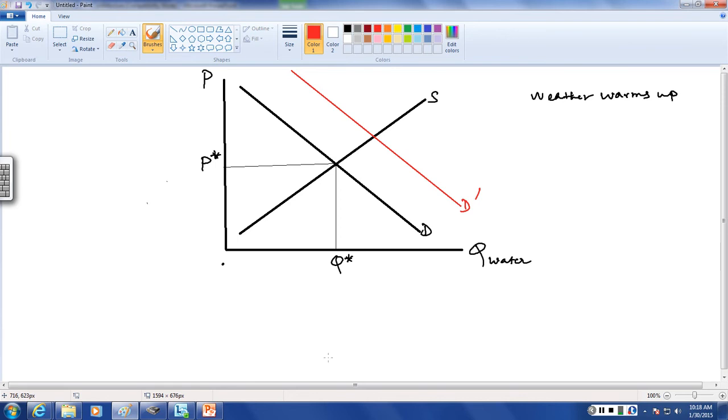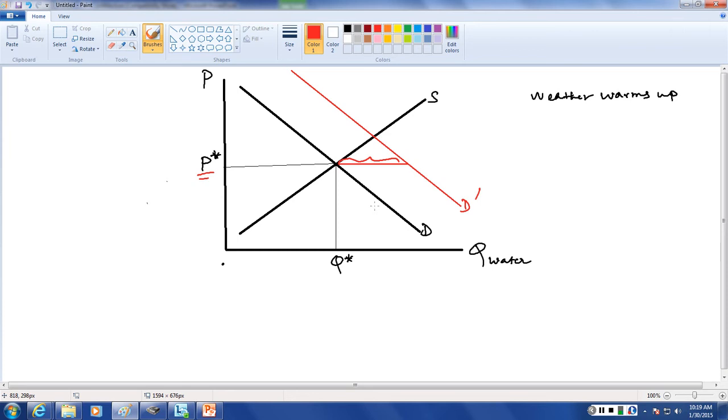Now, the moment this happens, what is going to happen in this market? What is the sequence of events? Well, firstly, you will notice that once the demand curve shifts to the right like that, at the old equilibrium price of P star, you will now have what? A horizontal gap between the supply and demand curves. Is that correct? Now, is that a shortage or a surplus? That is a shortage, am I correct?